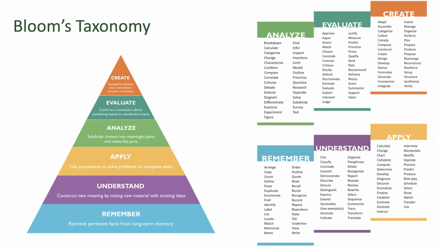So simply being able to remember or copy something is certainly a much different cognitive skill set than being able to adapt or categorize or construct something, right? Which would fall under the create category. And it's really important to think about all of these different levels of the taxonomy and how you can incorporate different levels in your course.